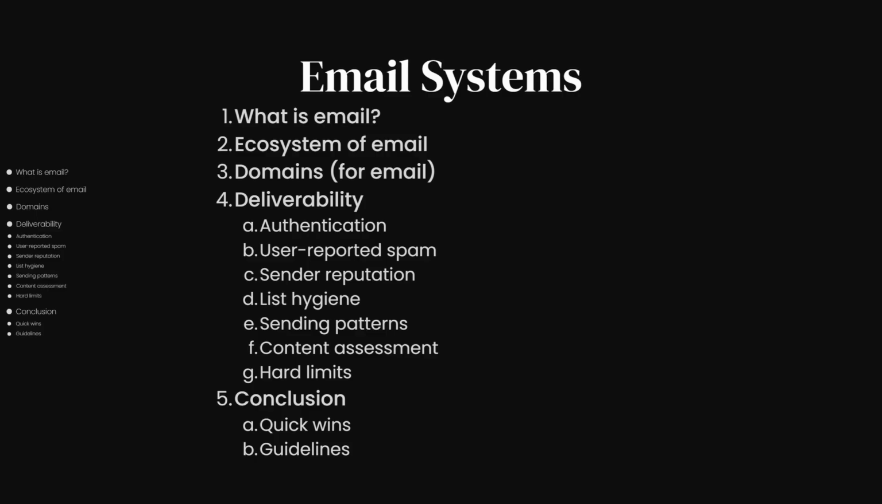First of all, we're going to talk about what email is, the ecosystem of how email works, domains, and how we can use them for email deliverability. Then we're going to talk about deliverability itself: authentication, user-reported spam, sender reputation, list hygiene, sending patterns, content assessments, and hard limits, and a whole lot of other stuff, if I'm being entirely honest. And finally, we're going to end up with a conclusion, some quick wins you can do right now, and some guidelines to follow to make sure that your sending habits are very good.